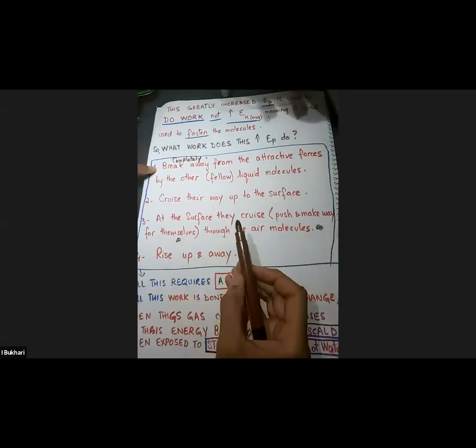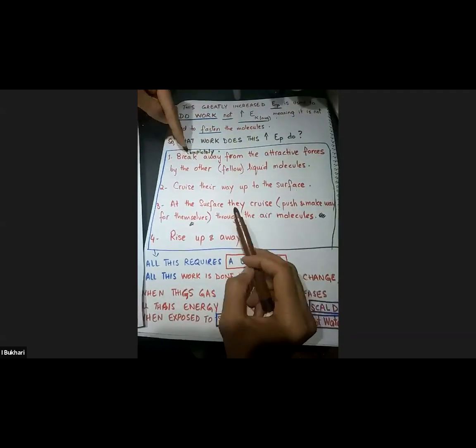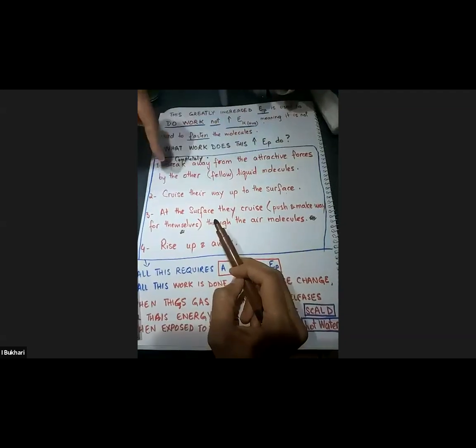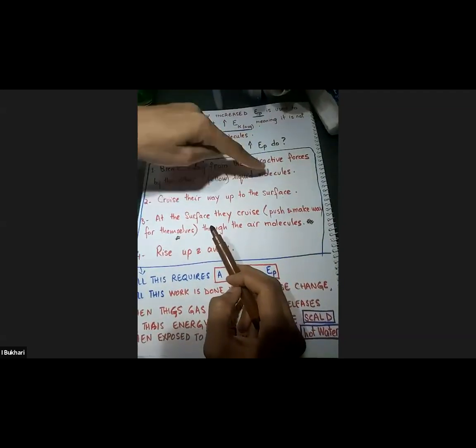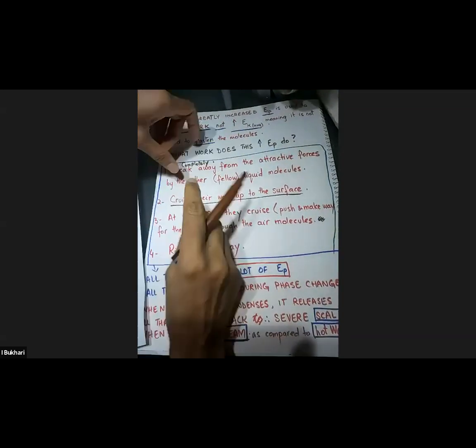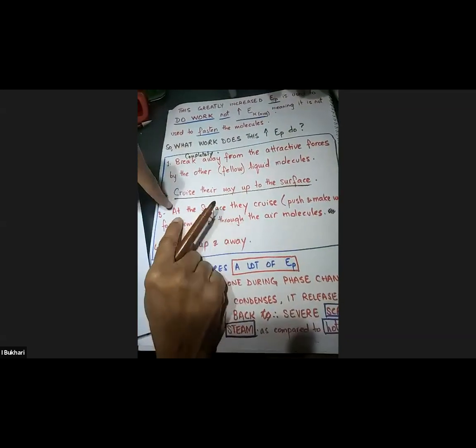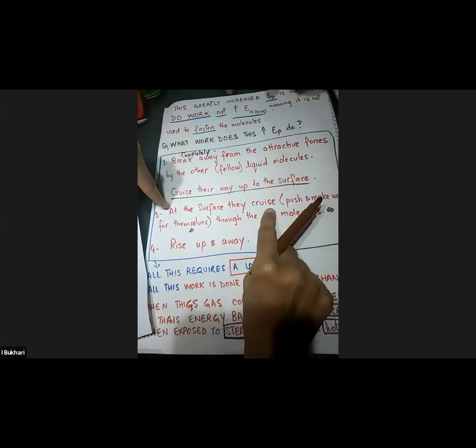So this is the work that the elastic potential energy has to do. And what is that? Completely break away from the attractive forces by the other fellow liquid molecules, cruise their way up to the surface. Well, this is for evaporation, not for boiling. And then at the surface they cruise.